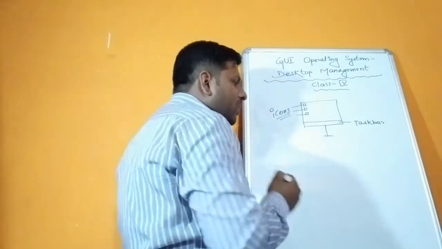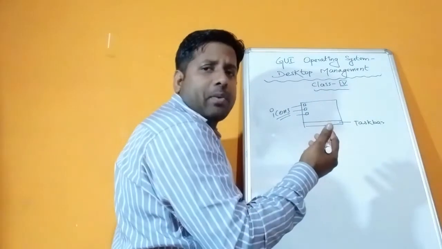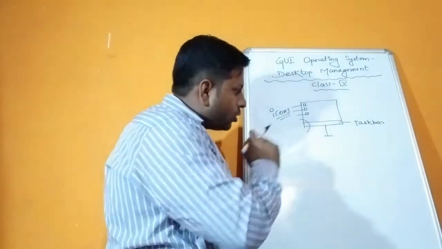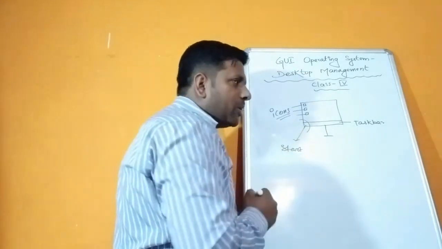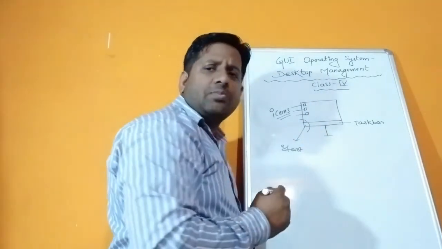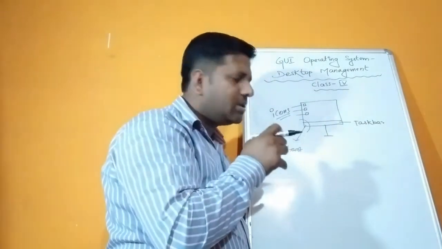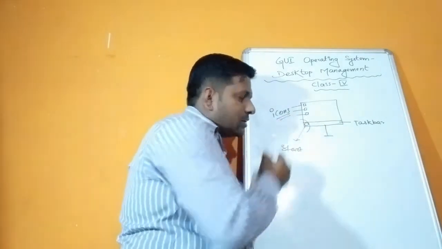This taskbar contains, actually not three, you can say four different parts. The first part, I'm just making a round over here, is known as start. You get a start menu. That means when you click on the start menu, you get a list of programs. All programs are available in this start menu. So it usually exists here, in this part.